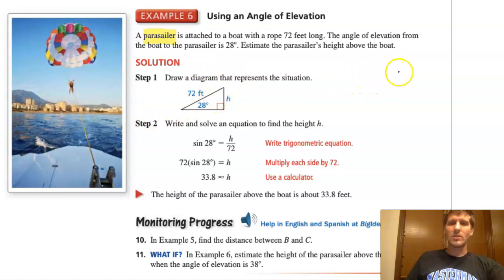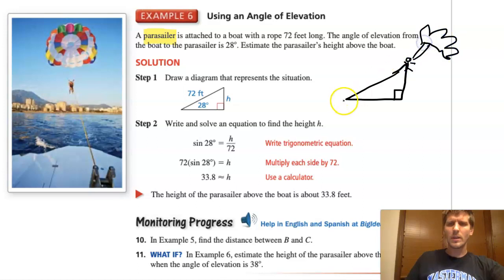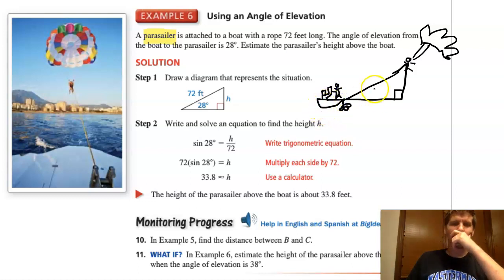So if this is my parasailer, I'm going to reconstruct this over here. So that would be 90. Here's your person on the parasail. And then here's the boat pulling it along with its little motor. What does the front of a boat look like? Something like that. Here's the pilot. The captain, I guess would be the right word. So they're telling you that this angle of elevation is 28 degrees, as you can see from the diagram. The rope is 72 feet long. So how can we determine how high the parasailer is above the boat, H?